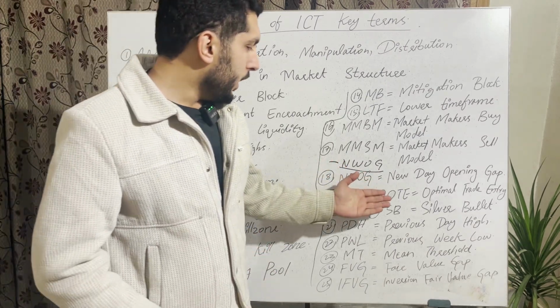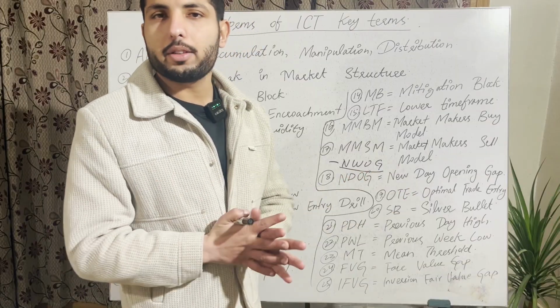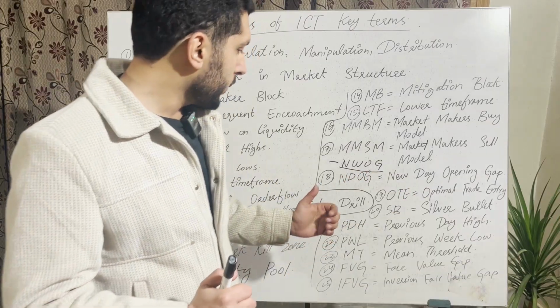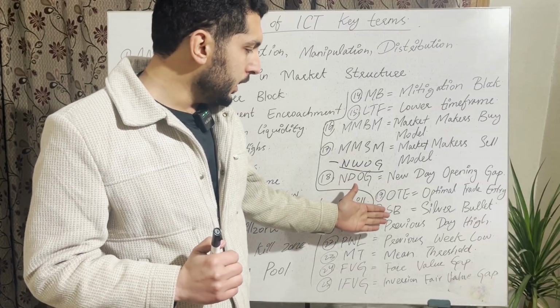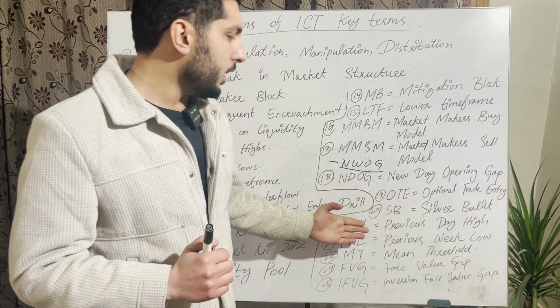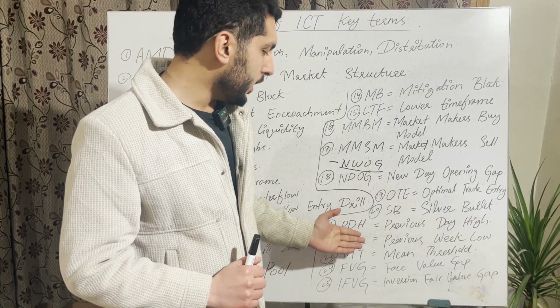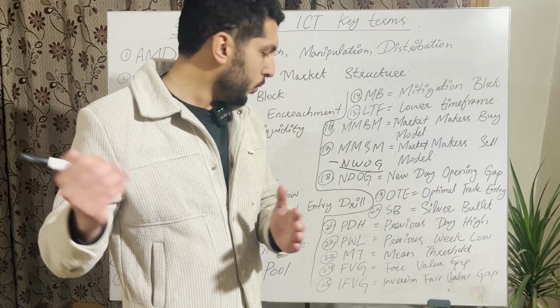So at 19 we are having OTE. It means optimal trade entry. At 20 we are having SB, which means silver bullet. PDH stands for previous day high. PWL stands for previous week low.